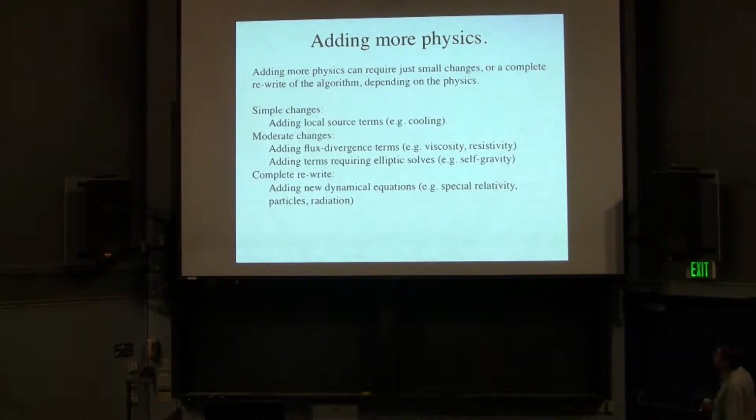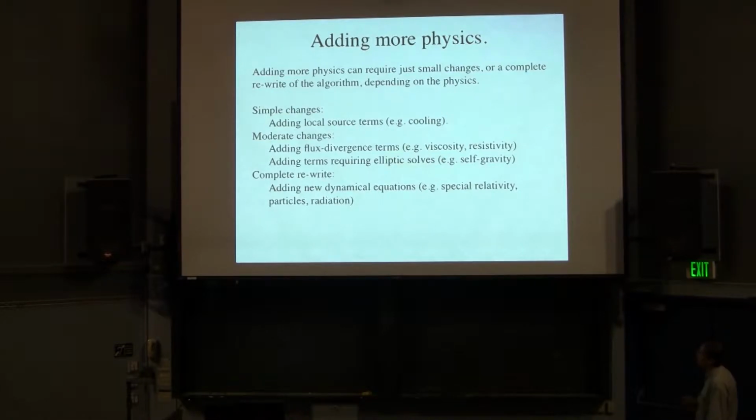More complicated changes are terms that require spatial operators like the Laplacian, for example diffusion terms. So viscosity and resistivity, for example, and also adding more equations like self-gravity requires you to solve Poisson's equation plus add in extra terms to the equations.